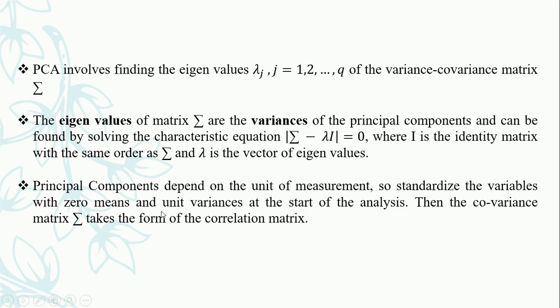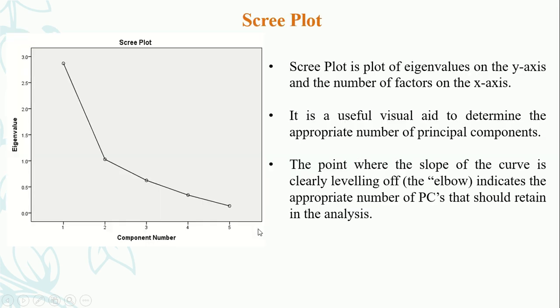When we standardize the covariance matrix, it takes the form of a correlation matrix. So this is the scree plot. There is always a question of how many principal components to retain in the analysis. This question is answered by the scree plot. The scree plot is the plot of eigenvalues versus the components.